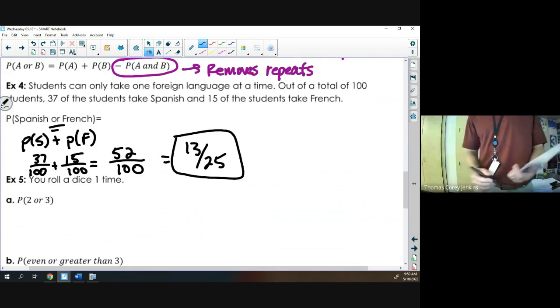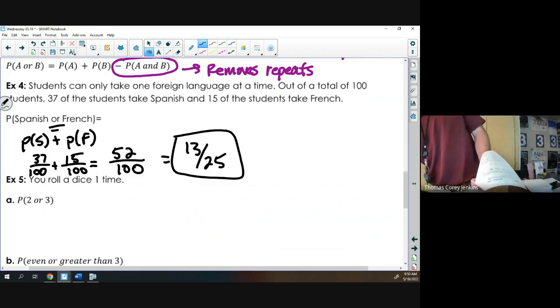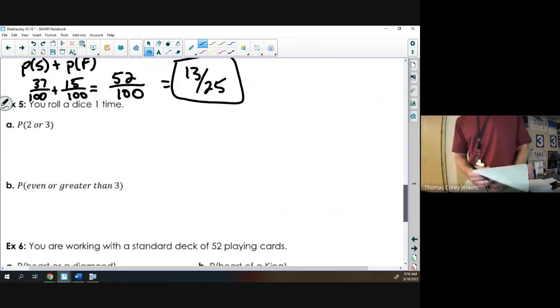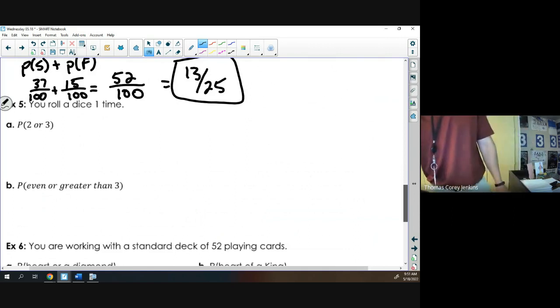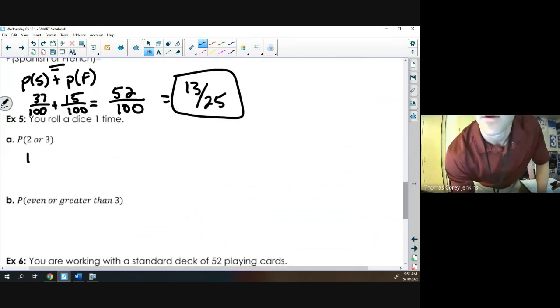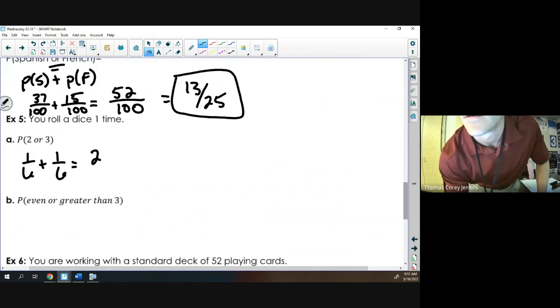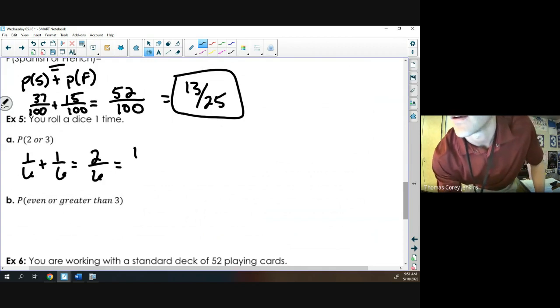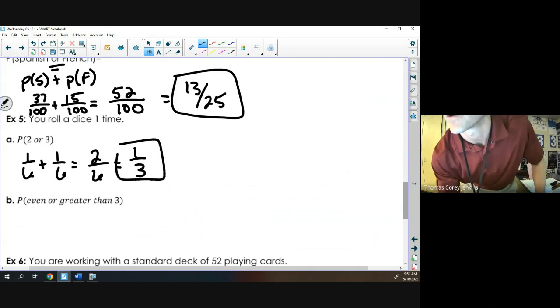So if it says or, you're just adding them together, right? Which makes sense. All right, so in example 5, we roll a die 1 time, okay? So what's the probability of a 2 or a 3? We could add each one together. So that'd be 1 out of 6 plus 1 out of 6, which gives me a probability of 1/3, or about 33%.